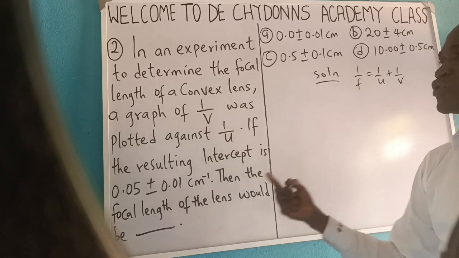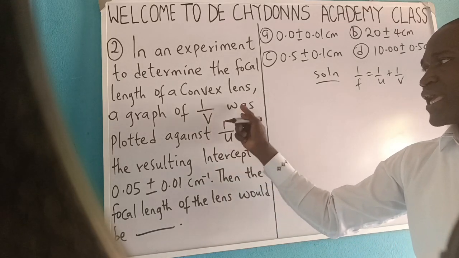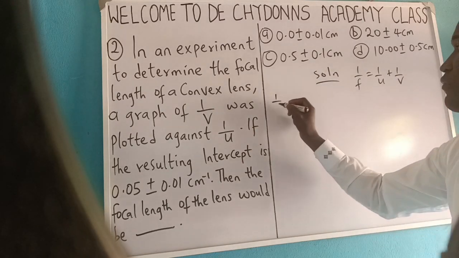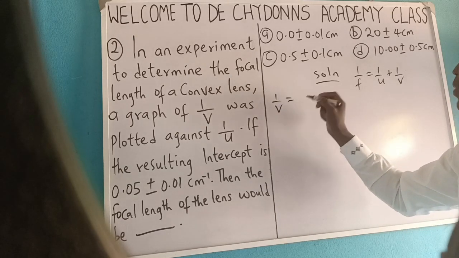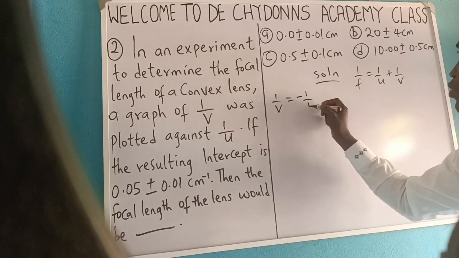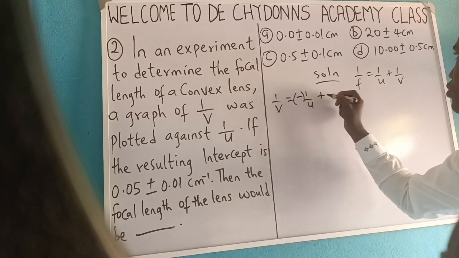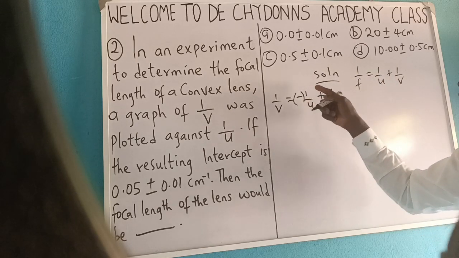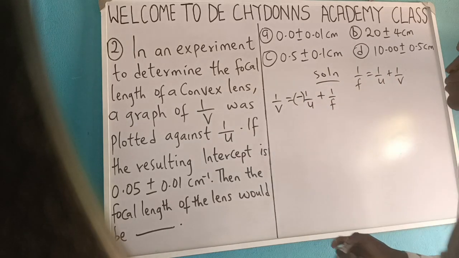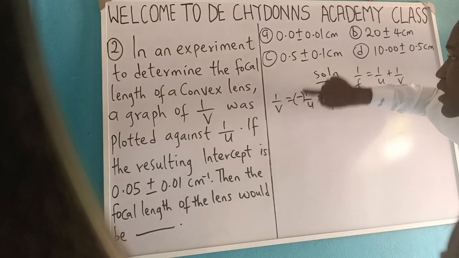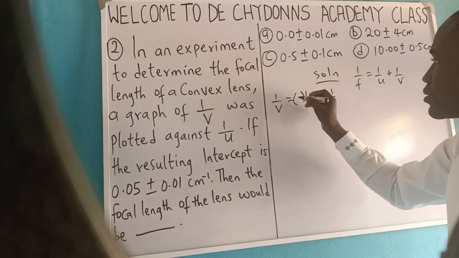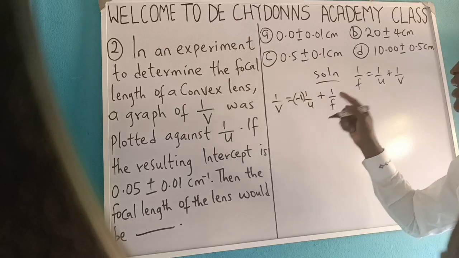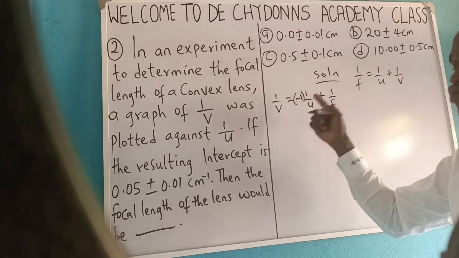Now, what happens when one plots a graph of 1 over v against 1 over u? That means making 1 over v the subject of the formula. 1 over v will be minus 1 over u plus 1 over f, because I carry this to the other side. Now, this minus you are seeing here simply means minus 1, because minus 1 times 1 will still give you minus 1. That is what you should note here.